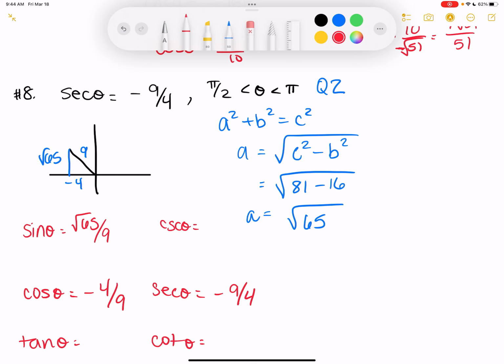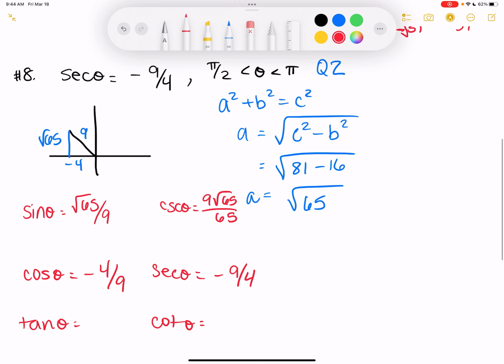Cosecant, or well, I'm just going with the ones that are paired. 9 over square root of 65, which is 9 square root of 65/65. How about tangent? Negative square root of 65 over 4. Yeah, that's fine. The negative can go wherever. And cotangent, -4 square root of 65/65.